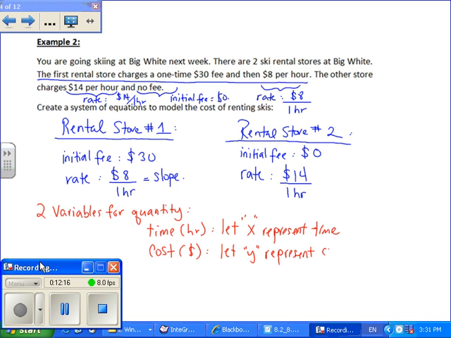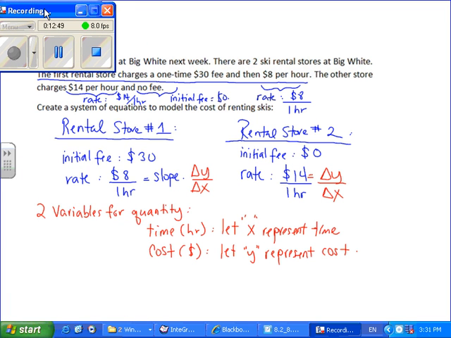represent cost. So now if we go back to a rate for a minute, we see that on the top we have cost, on the bottom we have time. So my slope is really the change in cost, y, over the change in x. And the same is true for rental store 2. This is my rise, or my change in y, over my run, my change in x, my change in time. So I know that's my slope. So m, if I go ahead and write an equation now for each one, it's going to look like this.